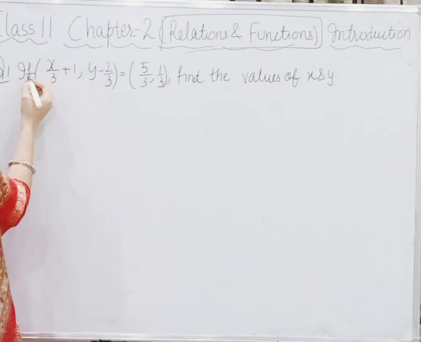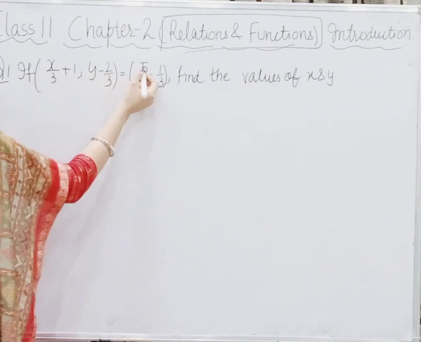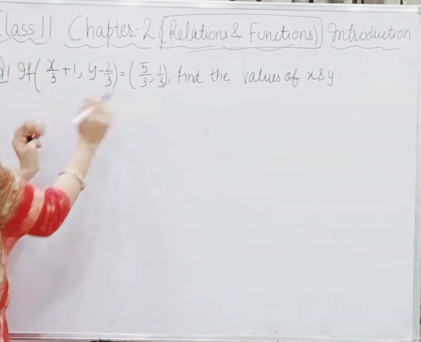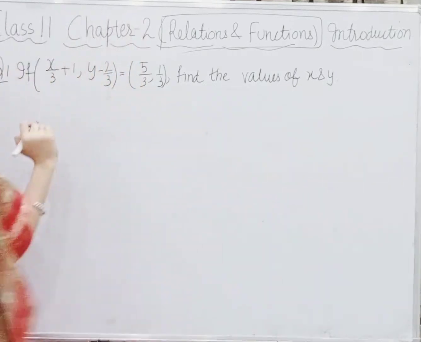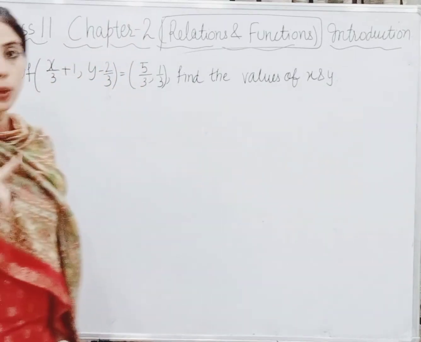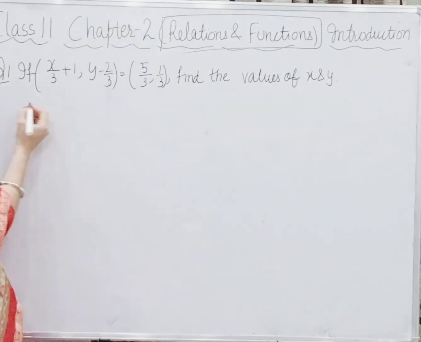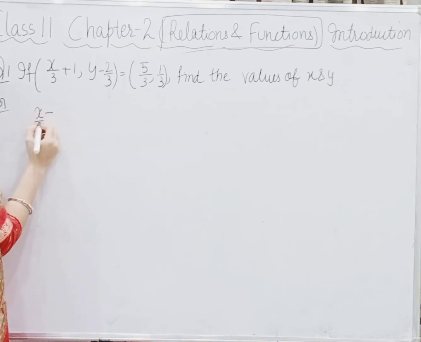Question number 1: if (x/3 + 1, y - 2/3) equals (5/3, 1/3), it means we have two equal ordered pairs given. We have to find the values of x and y. We know that two ordered pairs are equal if their first component is equal and second component is also equal. So these are equal.